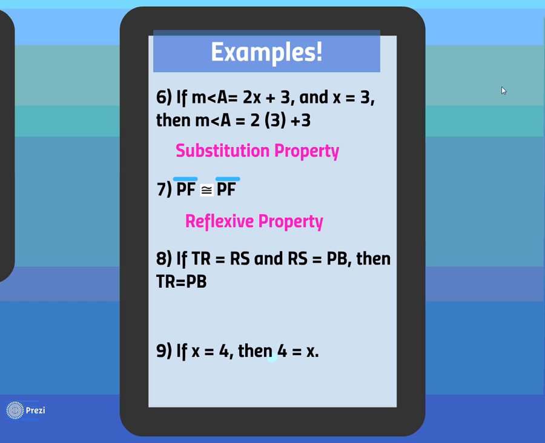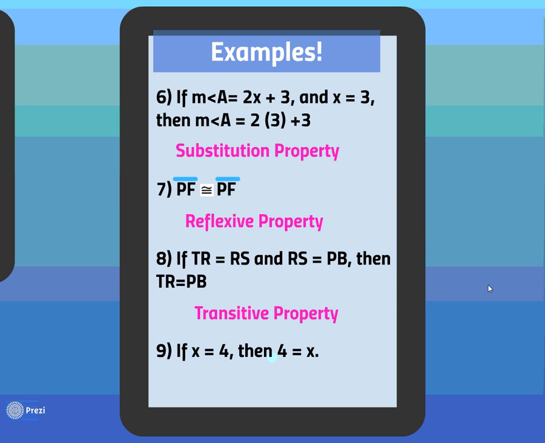Alrighty, example 8. If TR equals RS and RS equals PB, then TR equals PB. So it has that flow. And if you see here, it has that RS and RS, that repetition. So what is the property that has that nice flow like that? It would be the transitive property. You guys are on a roll. I don't know why I teach you guys anything. You always know the answer to all my questions.